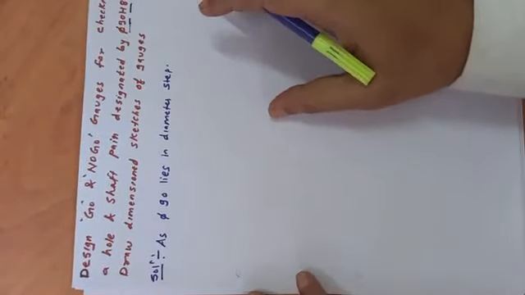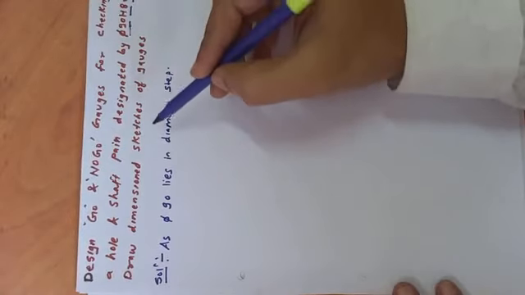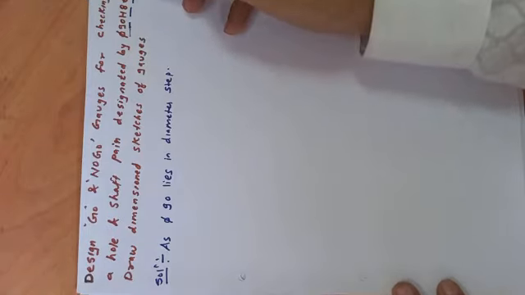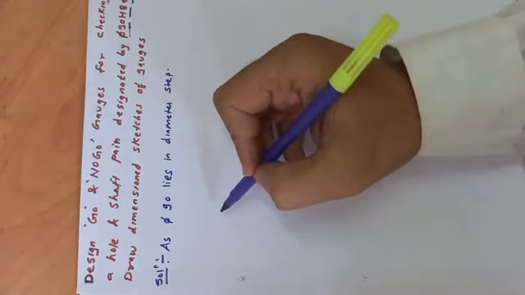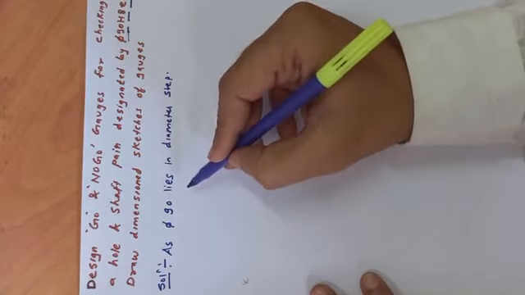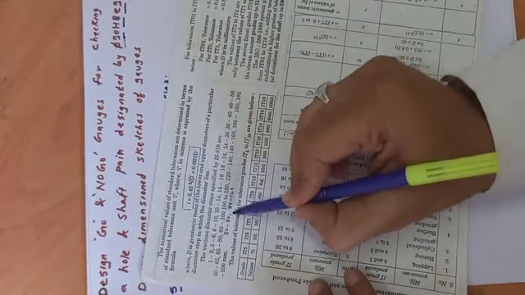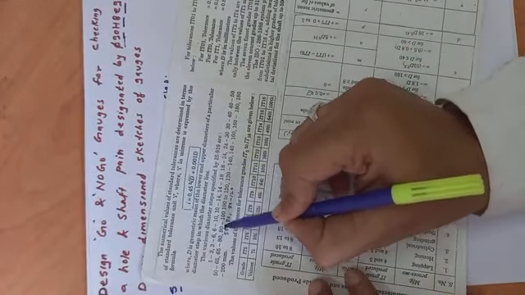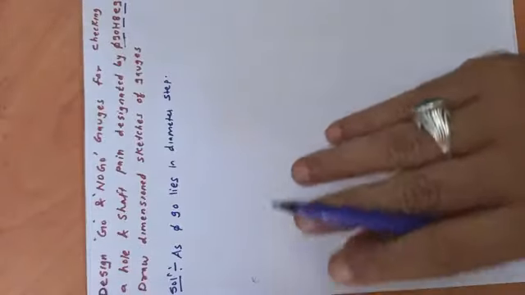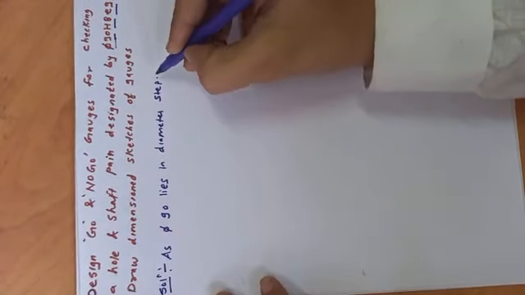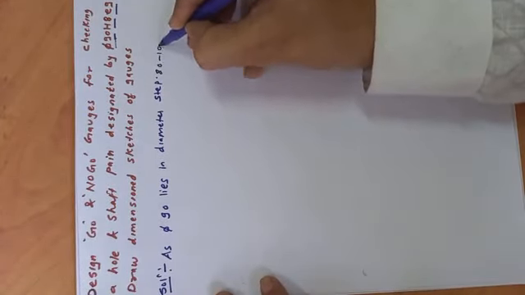Design go and no-go gauges for checking a hole and shaft pair that is designated by 90 H8 and E9. The very first step is to find out the diameter step in which this 90 lies. 90 lies in the diameter step of 80 to 100 mm.